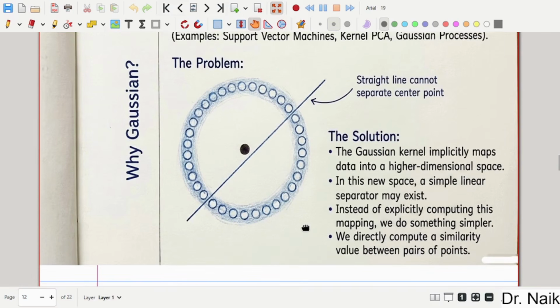So the solution is that the Gaussian kernel implicitly maps data into a higher dimensional space. In this new space, a simple linear separator may exist. Instead of explicitly computing this mapping, we do something simpler: we directly compute similarity values between pairs of points.